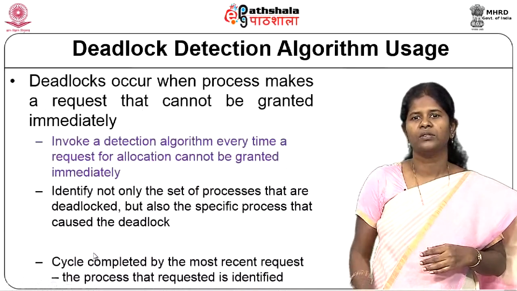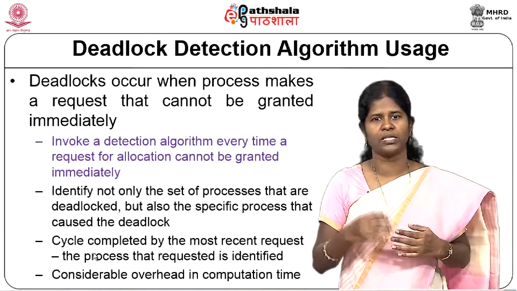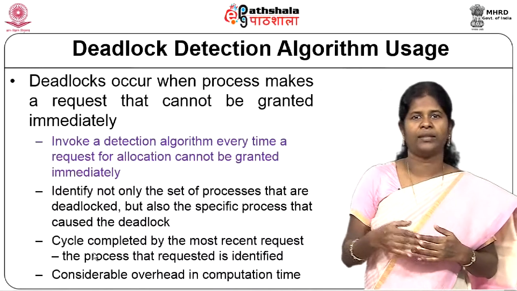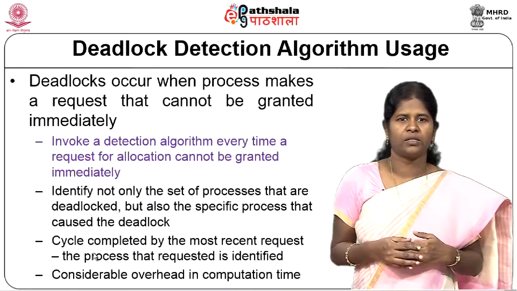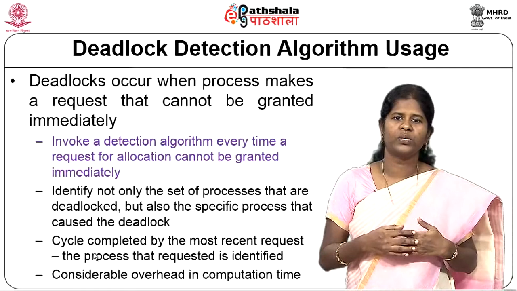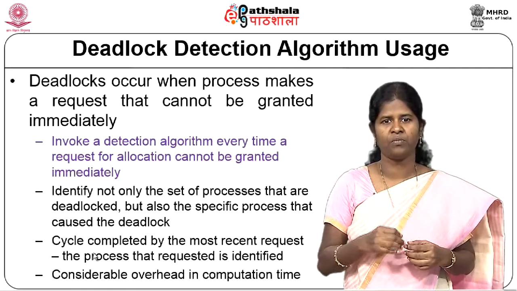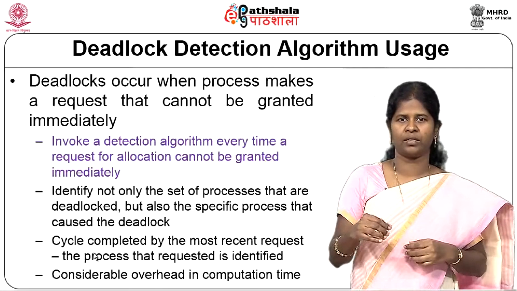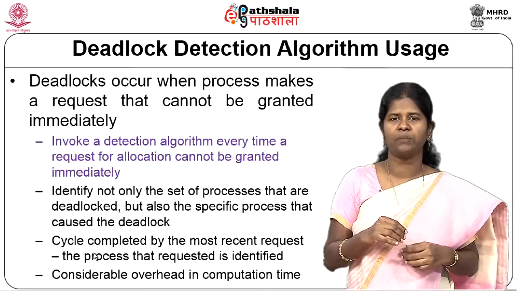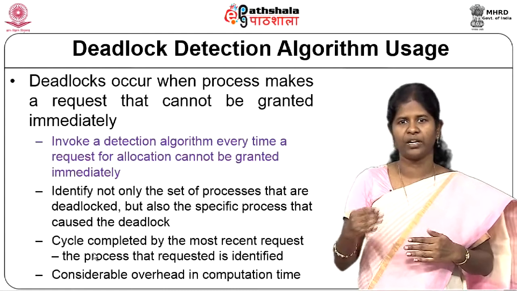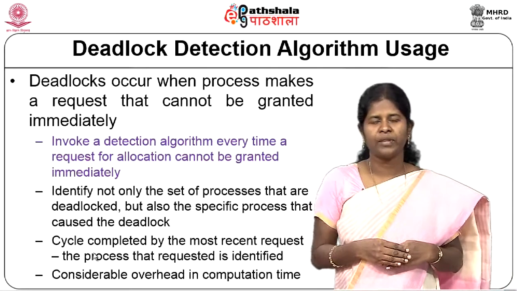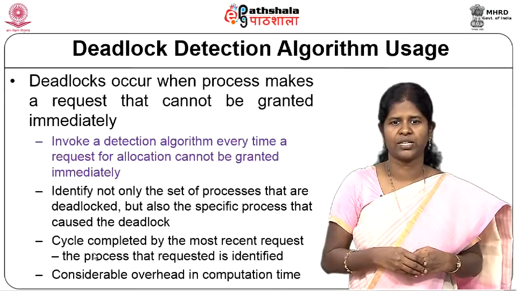So, deadlocks can occur when a process makes a request and that request cannot be granted immediately. In this case, you can invoke the deadlock detection algorithm every time there is a request for allocation, but that request is not able to be satisfied. When you are not able to satisfy a request from a process, then you try and run this deadlock detection algorithm.